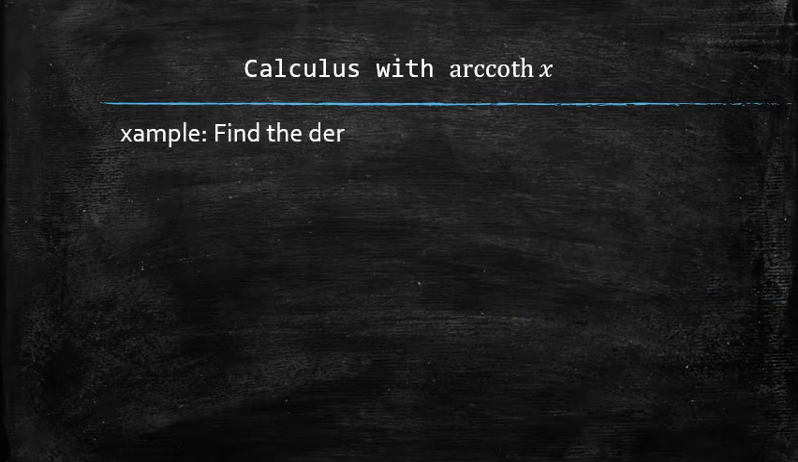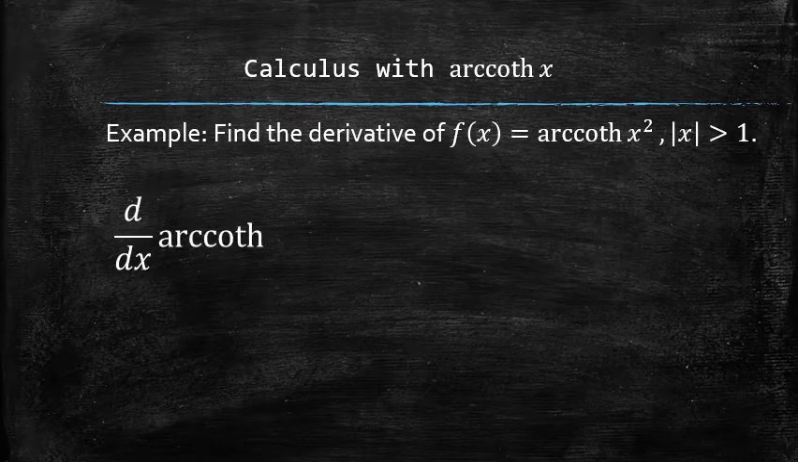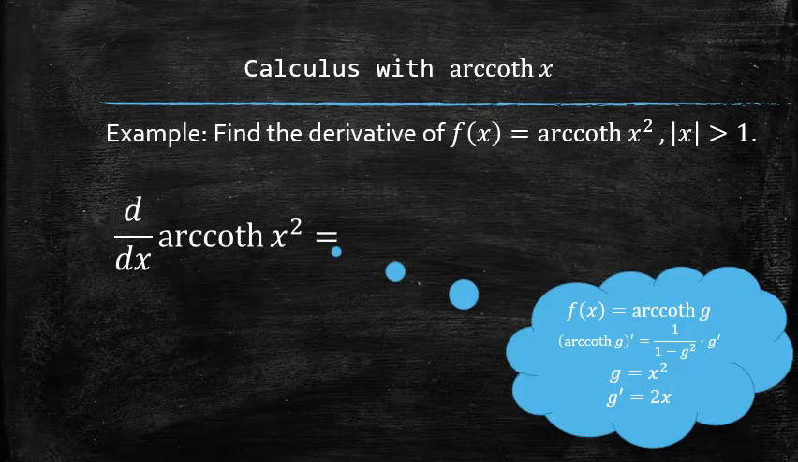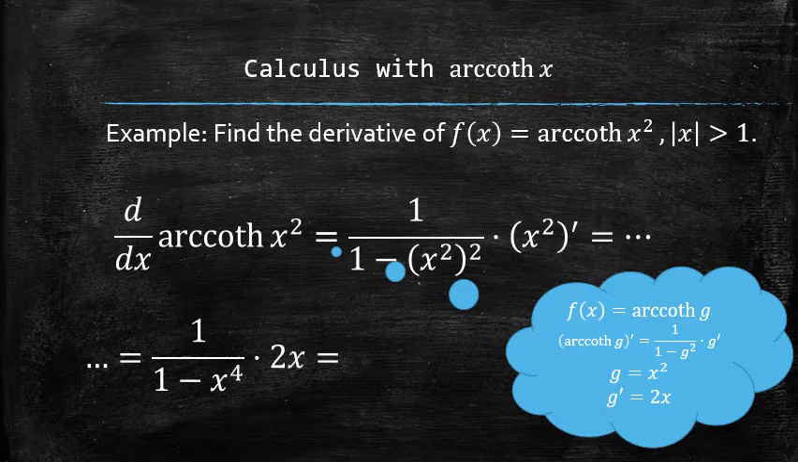Let's, for example, find the derivative of the following function. We start the process by recognizing that we have to find the derivative of a composition of the hyperbolic arc cotangent function applied to the square function, which is equal to the following expression, in which we know how to find all the components. We get the final answer after plugging everything in and simplifying.